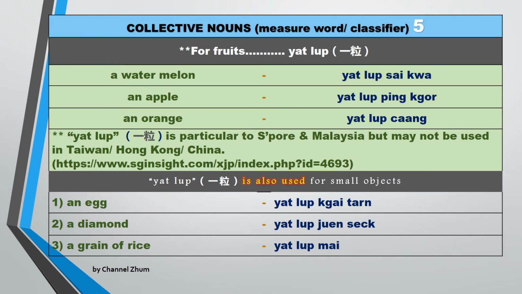For fruits, 一粒. A watermelon, 一粒西瓜. An apple, 一粒蘋果. An orange, 一粒橙. 一粒 is particular to Singapore and Malaysia, but may not be used in Taiwan, Hong Kong, or China. 一粒 is also used for small objects. Example, an egg, 一粒雞蛋; a diamond, 一粒鑽石; a grain of rice, 一粒米.